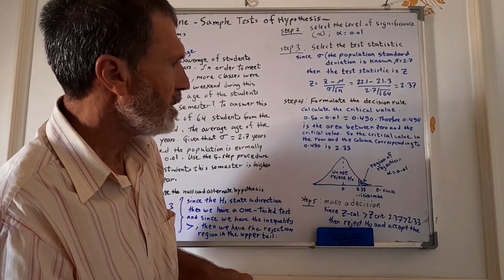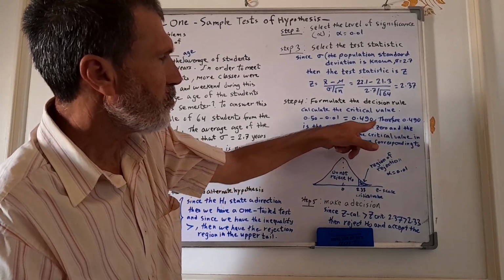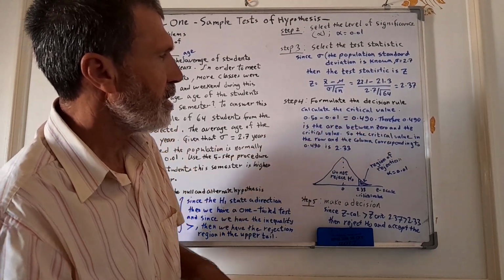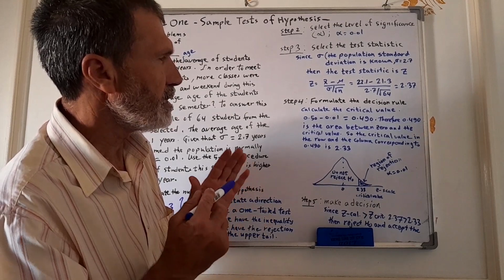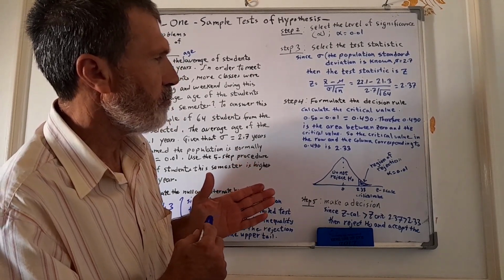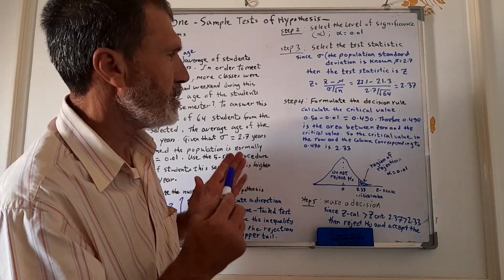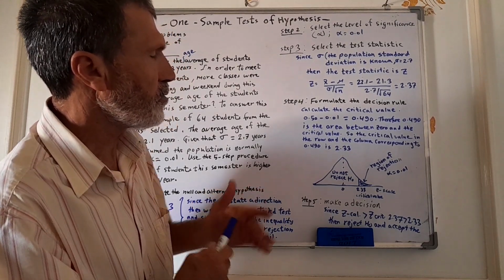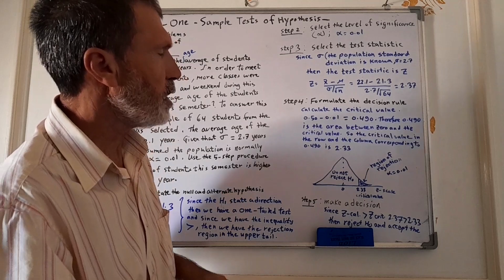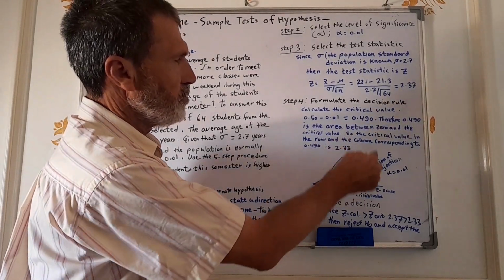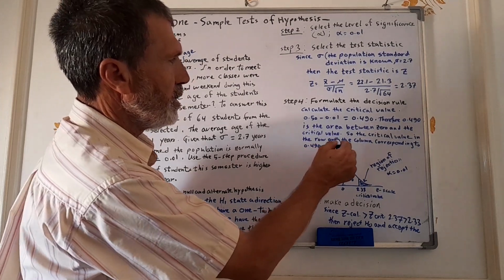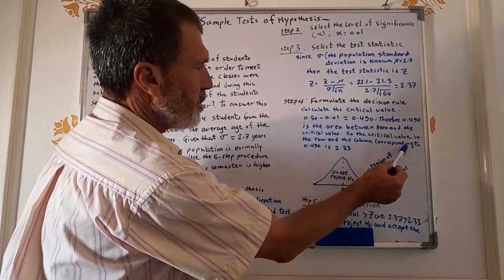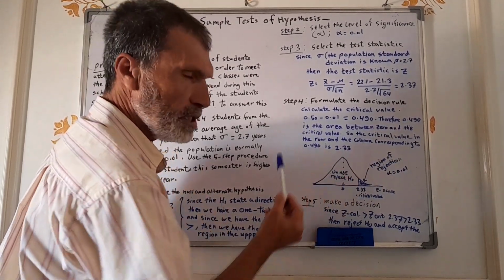So now, as you see, to find the value of the z critical, the probability of 0 to z is going to be equal to 0.490. So when you go to the body of the table, the critical value is in the row and the column corresponding to 0.490, which is 2.33.